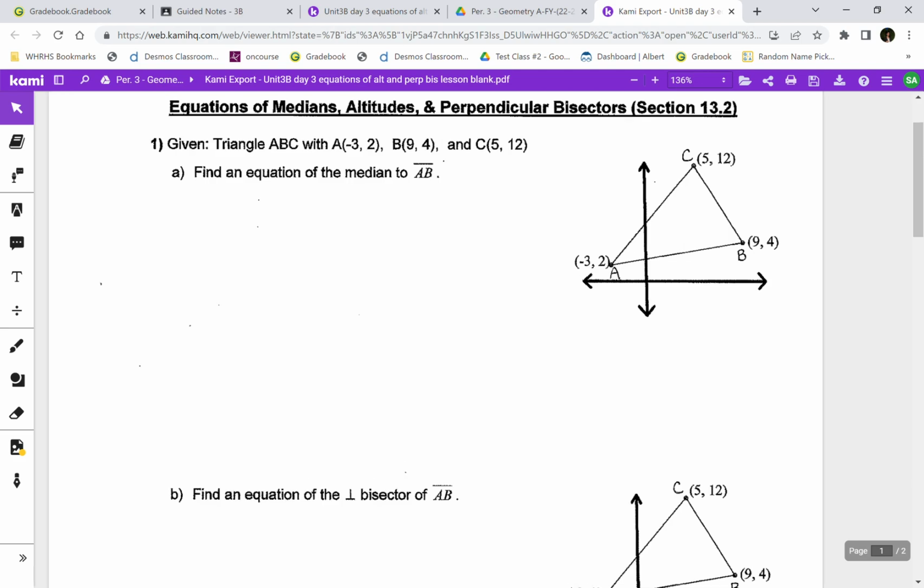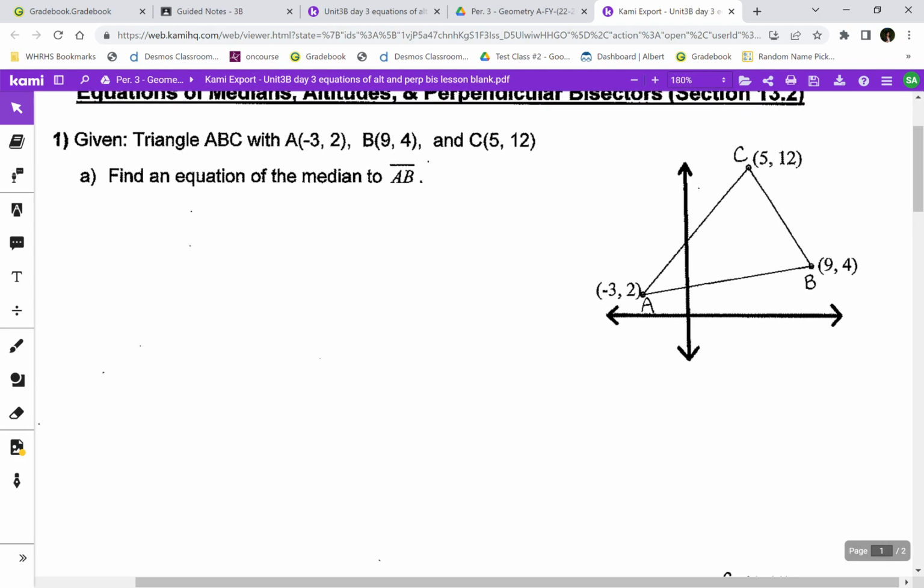We're going to use our diagram to the right. It's saying we have a triangle. It's listing our vertices A, B, and C. Now, we want to find an equation of the median to AB. Now, remember, we need to think, what is the definition of a median? A median must start from where?